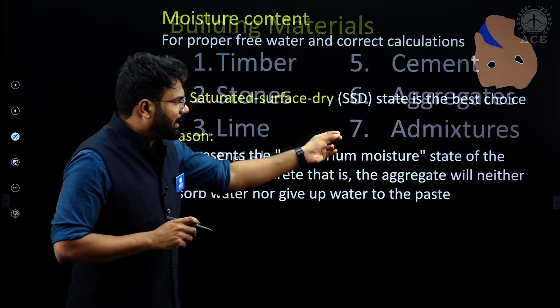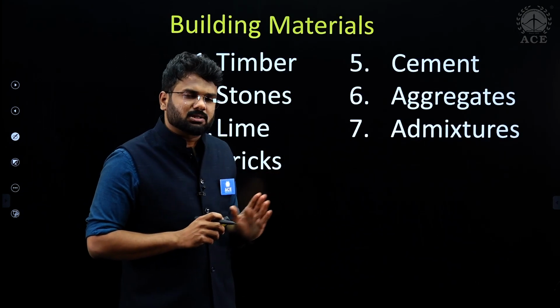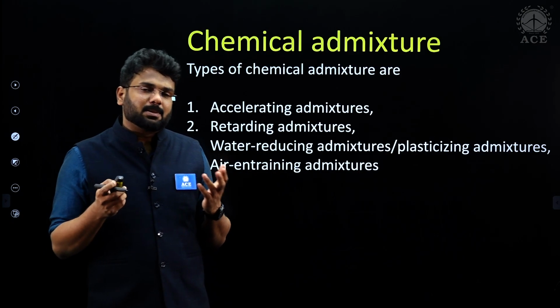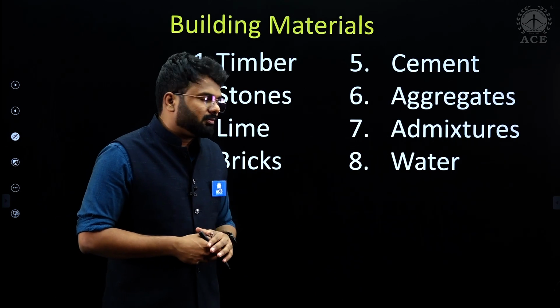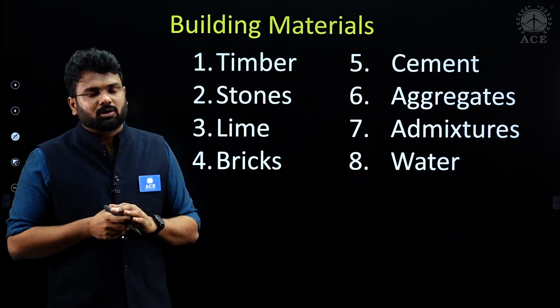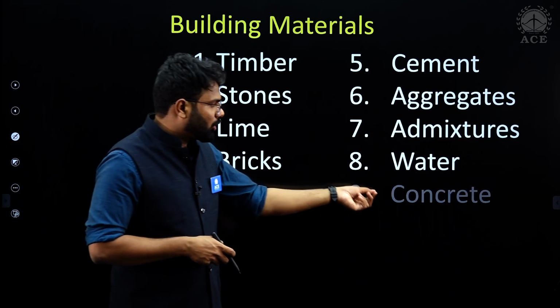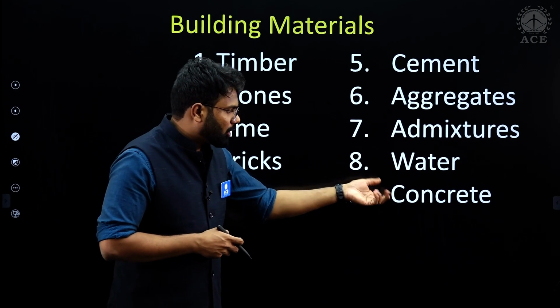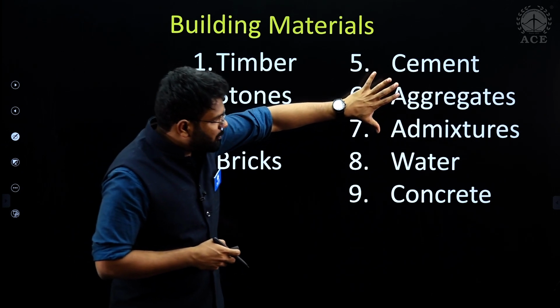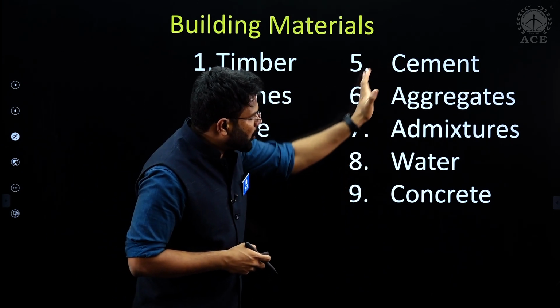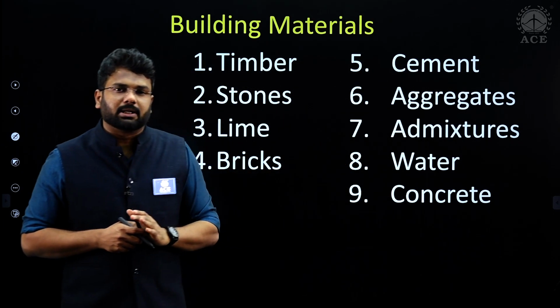Clear? Next chapter is our admixtures. In this, we will understand different admixture types. Your next chapter will be water, the quality of water in mixing your concrete. All these points, all these 4 ingredients you have to add in making your concrete.